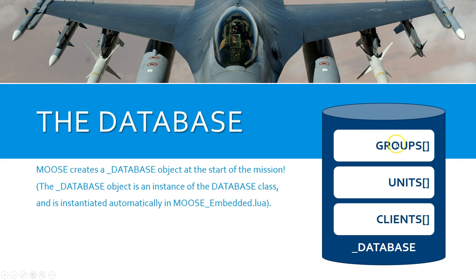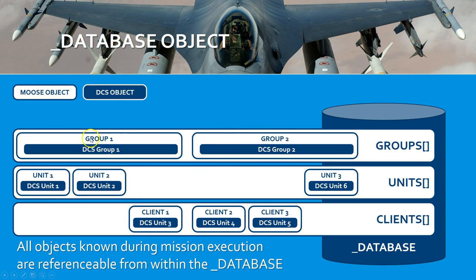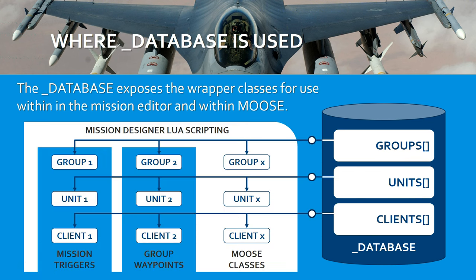The collections retrieve the relevant objects using the name of the wrapper class, or actually the name of the DCS group. So the database provides an API set to consult these collections. And this really works very simply. Each time you want to retrieve from the collection, within your mission trigger logic you can use these APIs. Within the group waypoint actions that you have in your mission, you can consult the APIs, and even Moose itself uses the database to consult these collections.